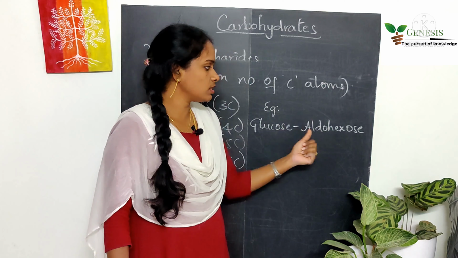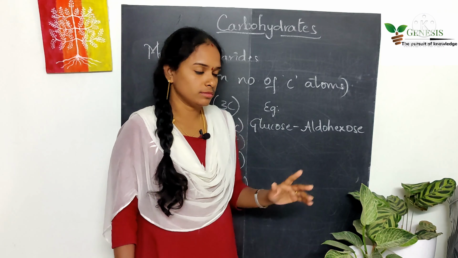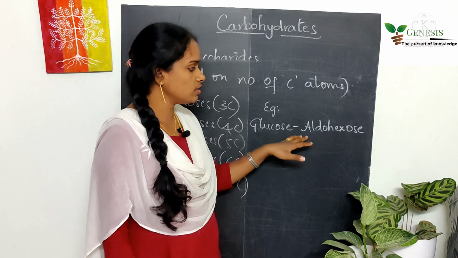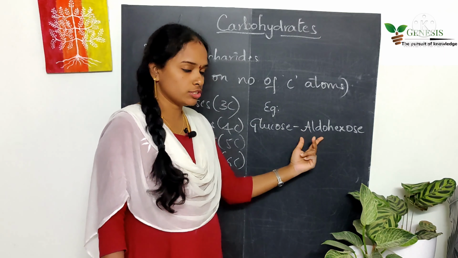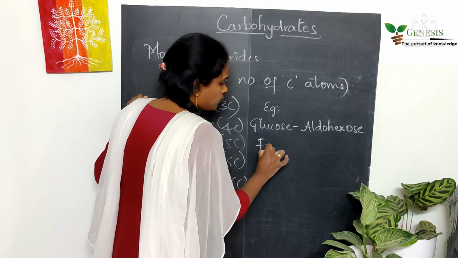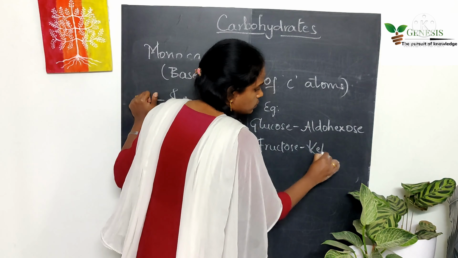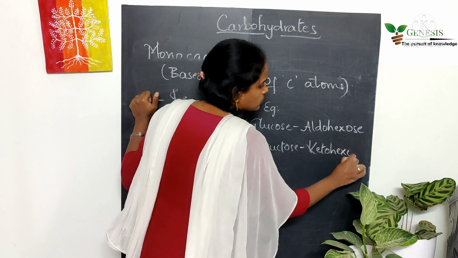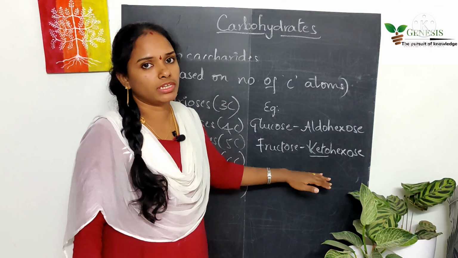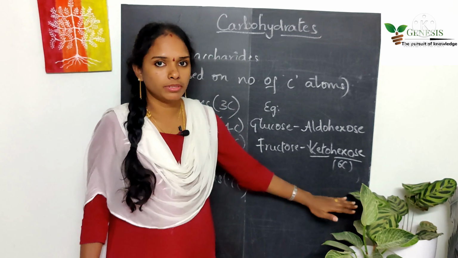Aldohexose, because glucose contains an aldehyde as a functional group and contains 6 carbon atoms. So while giving the name of the compound, we are using both of these two: one is the functional group and another one is the number of carbon atoms. And another one, there is fructose. Fructose is a ketohexose. Here fructose has a ketone as a functional group, and hexose is a 6 carbon compound.